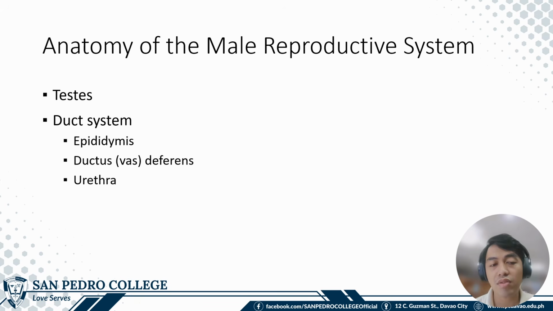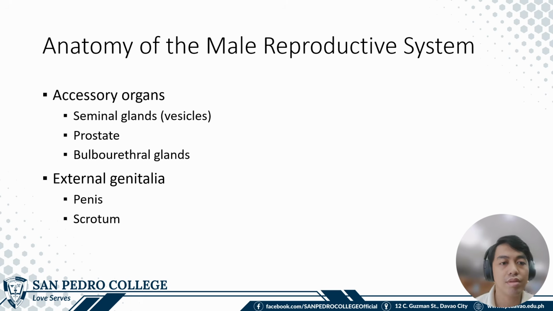For the male reproductive system, you have the testes, which are the gonads, the ductal system, the part of the reproductive system that delivers the sex cell to the outside, and the external genitalia and the accessory glands. Included in the accessory glands are the seminal vesicles, prostate, and bulbourethral gland. In the external genitalia, you have the penis and the scrotum.